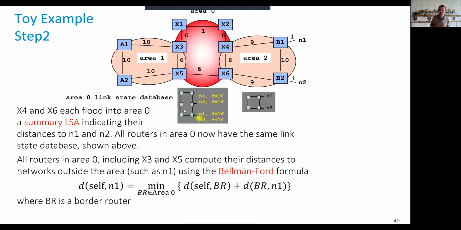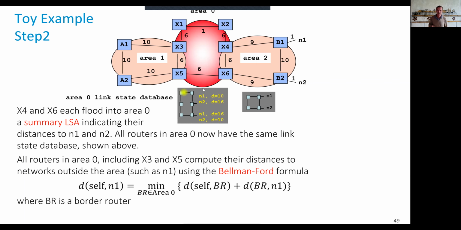So at the end of the flooding, all routers in area 0 will have this link state database. They will see that this router, which is X4, has a view of N1 and N2 and a distance of 10 and 16. And similarly for X6, that has also a visibility of N1 and N2 and knows a distance to N1 and N2. And intellectually speaking, it's exactly the same as if they were directly attached with a cost of 16 and 10 for X6 here.